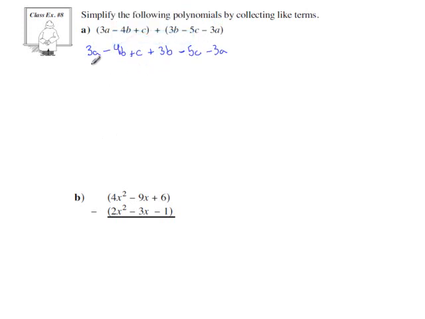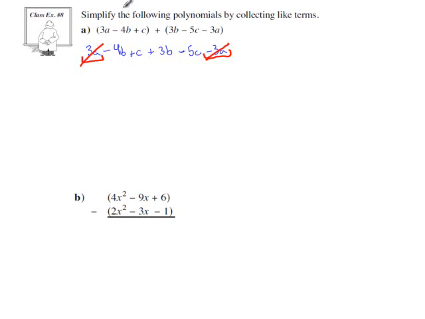So I'll start by looking for all the terms that are multiplied by a single a. So I see a 3a and then a minus 3a. Make sure you take the sign that's with the number. So 3a minus 3a gets you 0. So they just are gone.